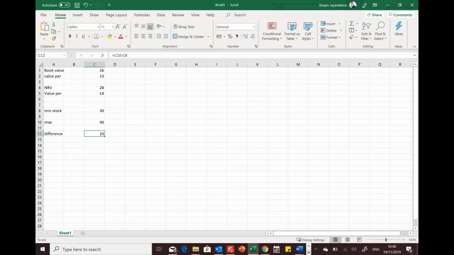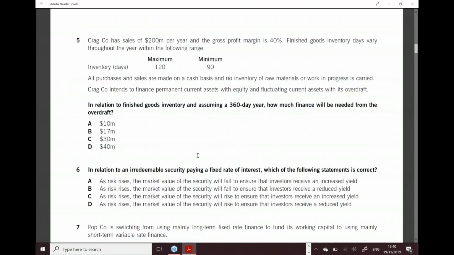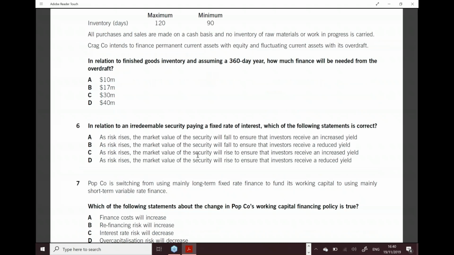In relation to an irredeemable security paying a fixed rate of interest, which of the following statements is correct? As risk rises, the market value of the security will fall to ensure investors receive an increased yield. As soon as risk rises, investors start demanding higher returns. Since the value of a security is the present value of the future cash flows, the value of the security will fall. And if the value falls, investors will receive an increased yield, because yield and price are inversely related. So that should be our correct answer, answer A.